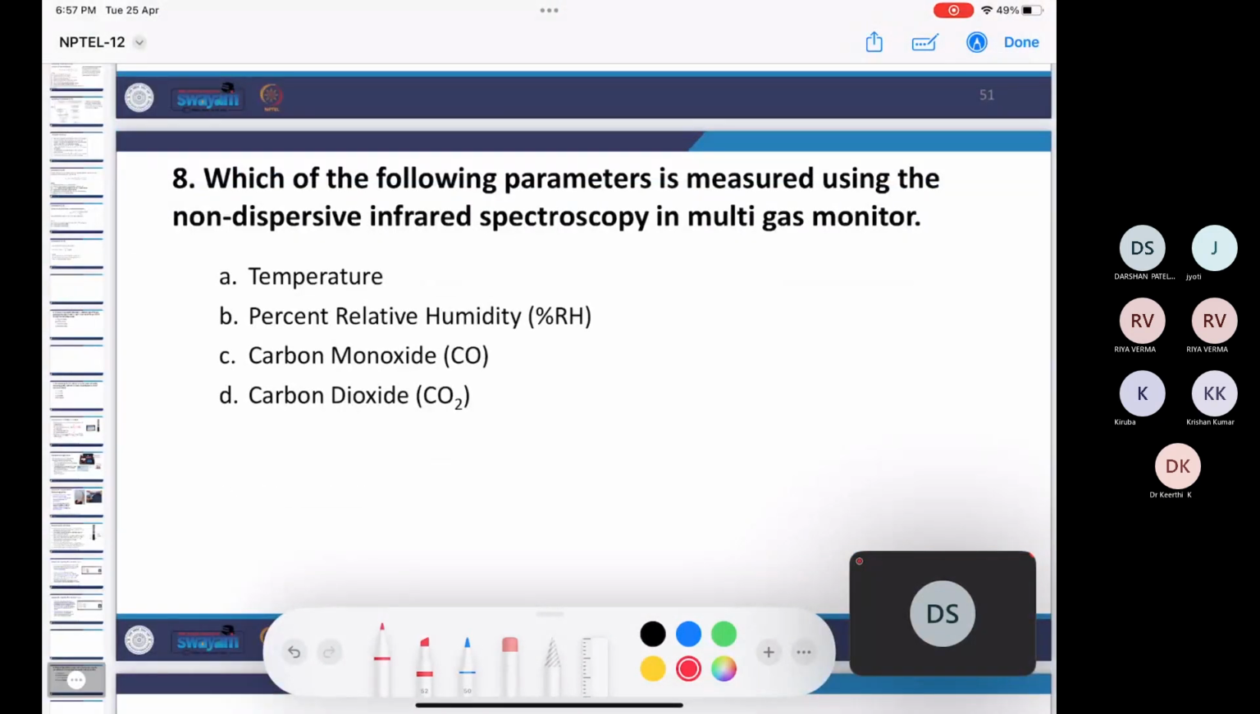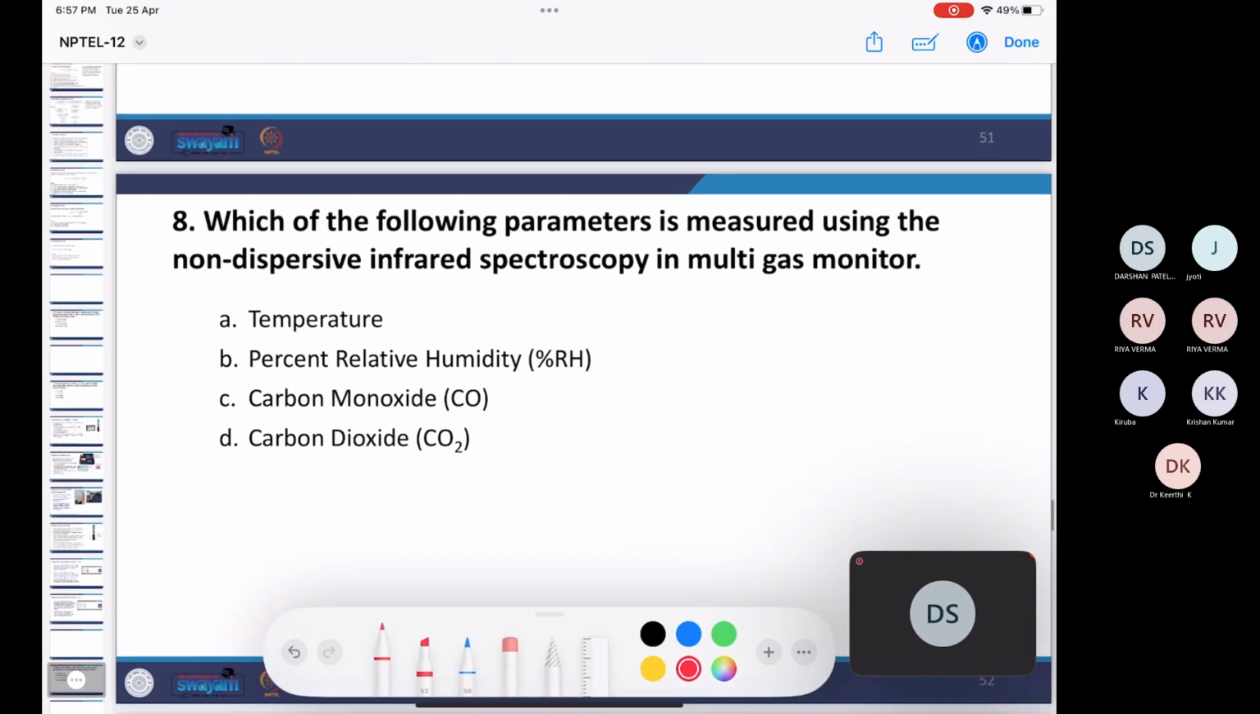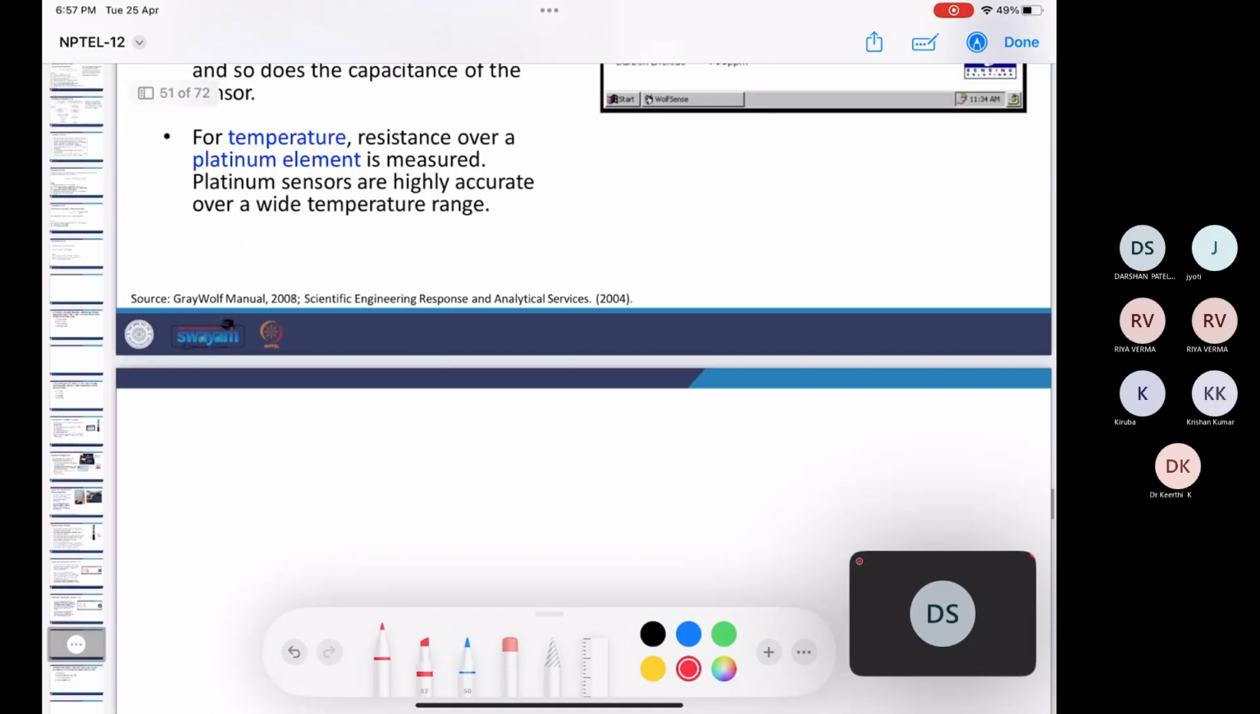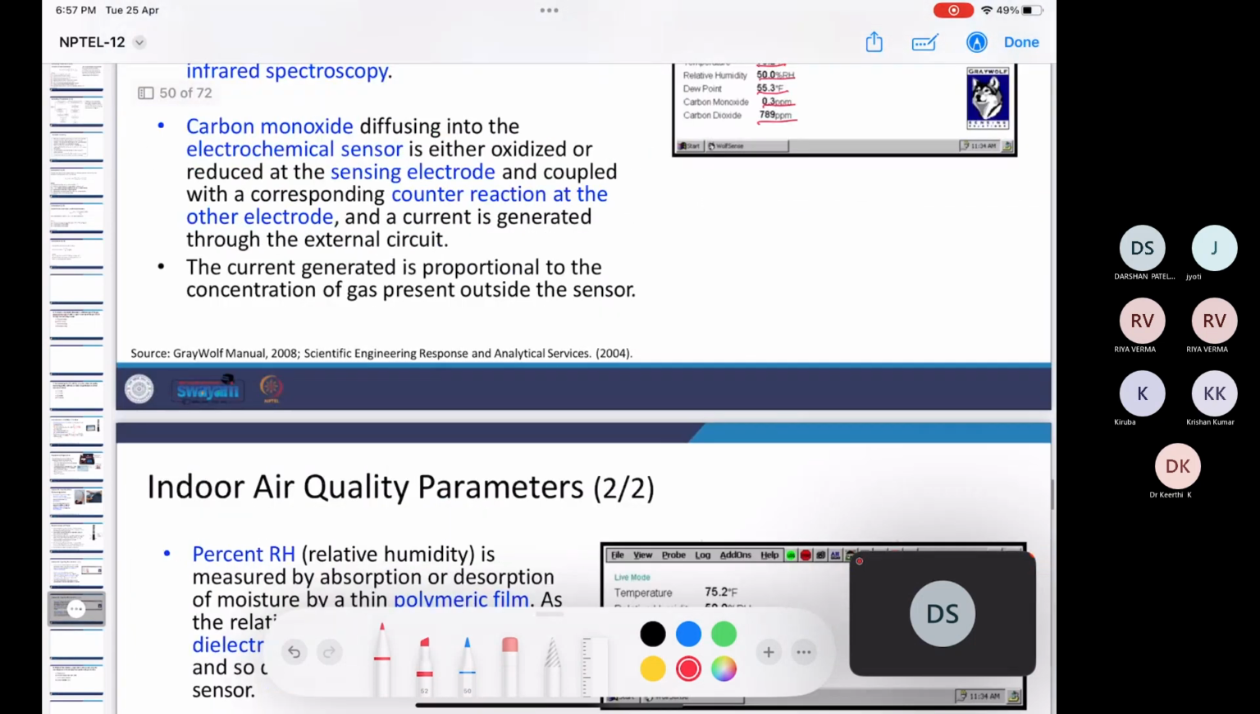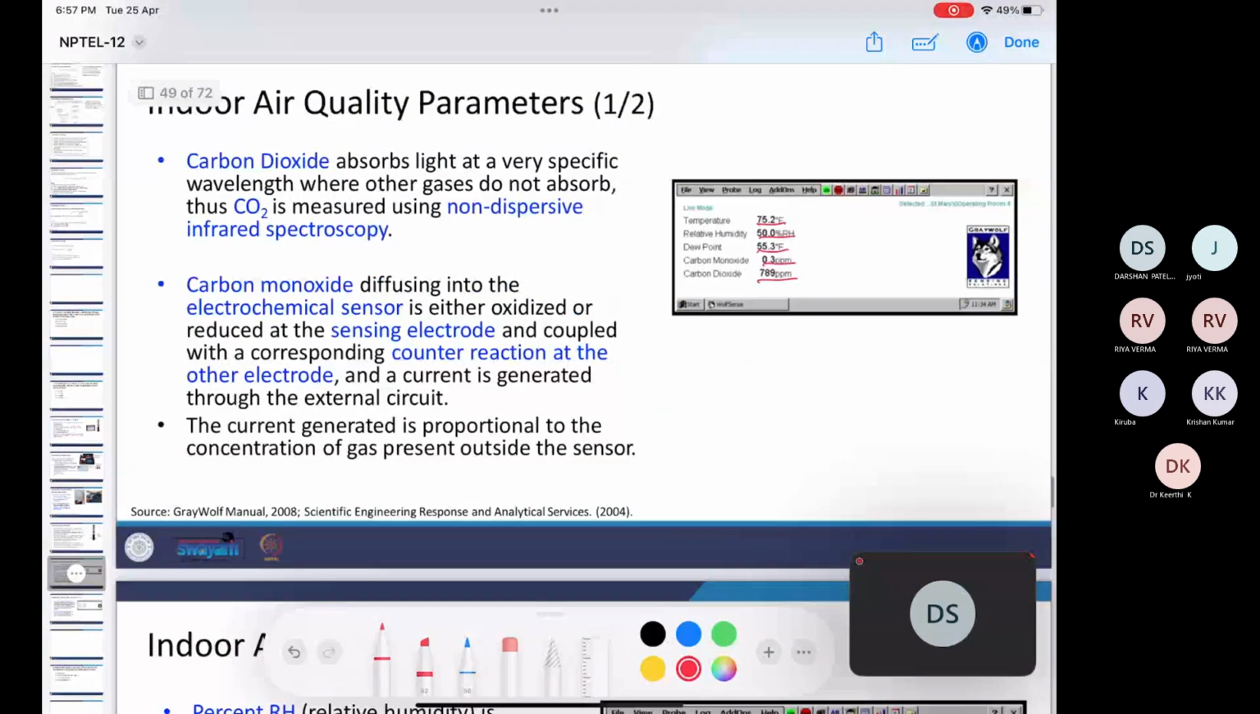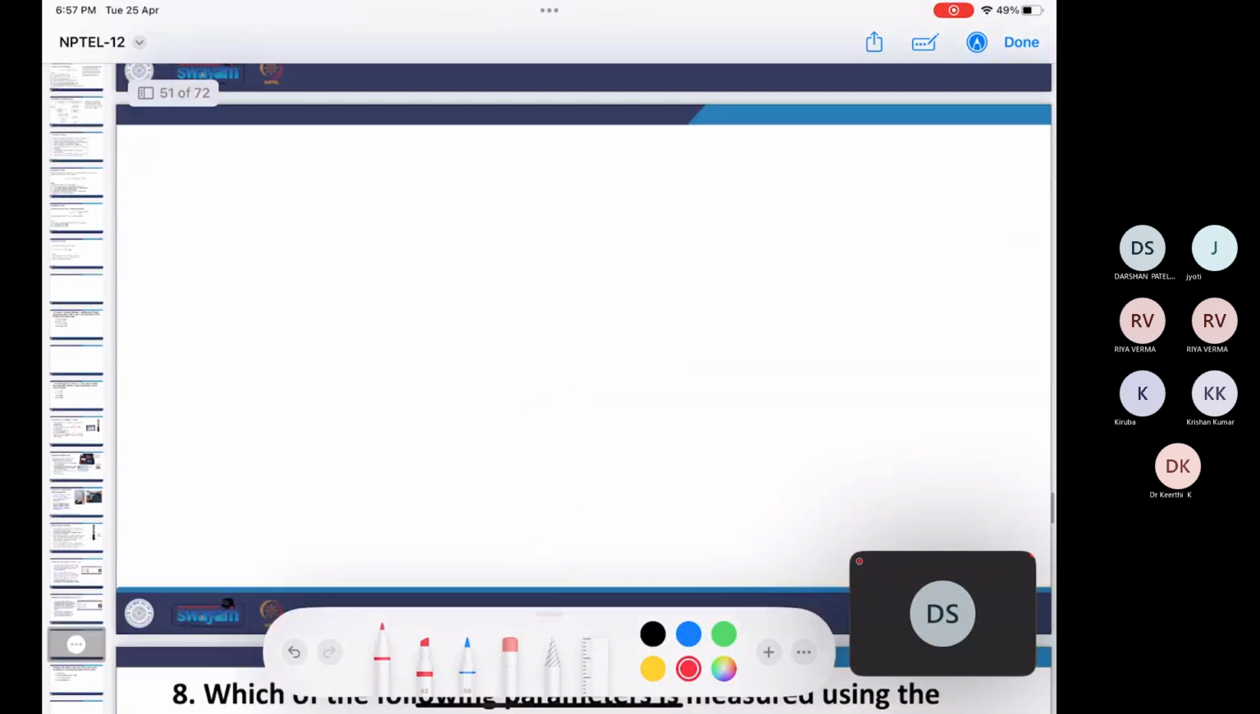Which of the following parameters is measured using the non-dispersive infrared spectroscopy in the multi-gas monitor? Hmm. I've taken this topic just now. Like this non-dispersive infrared spectroscopy. This is used to measure the carbon dioxide.